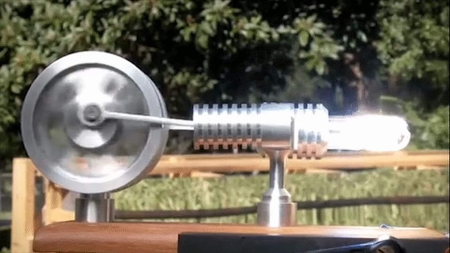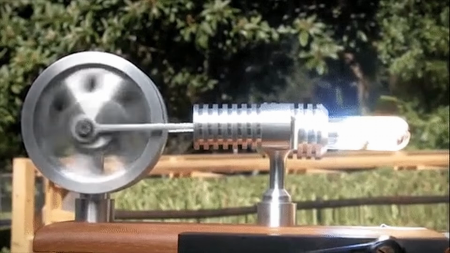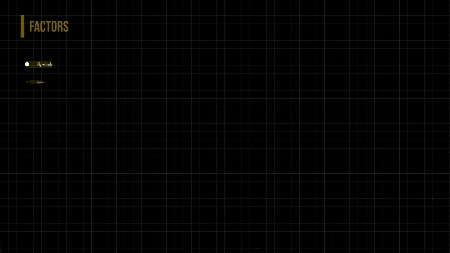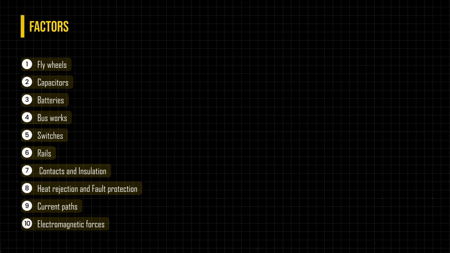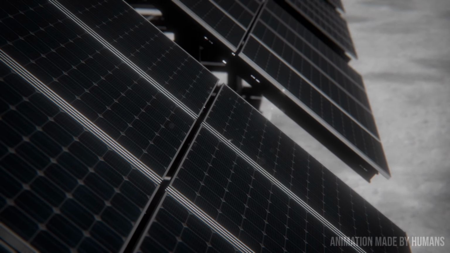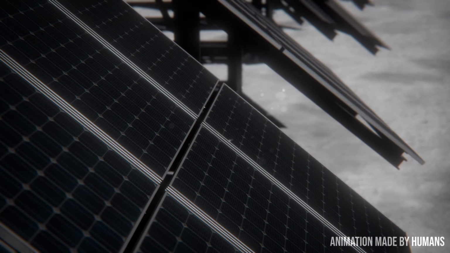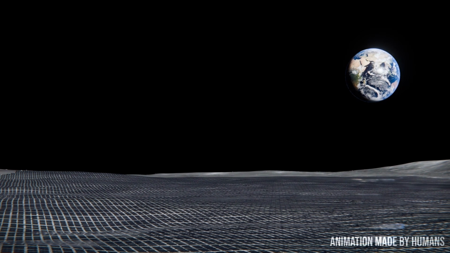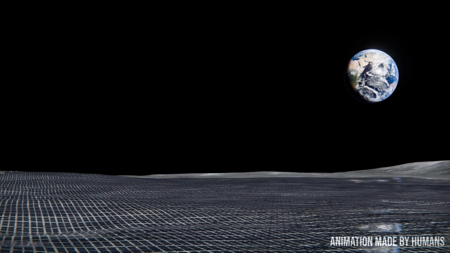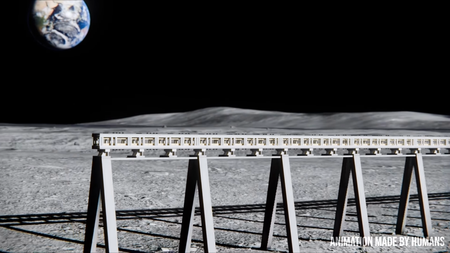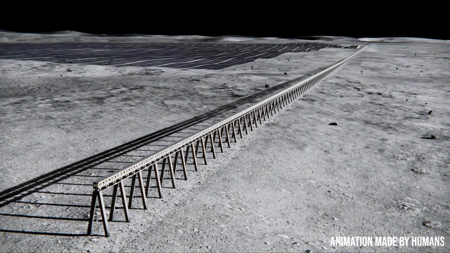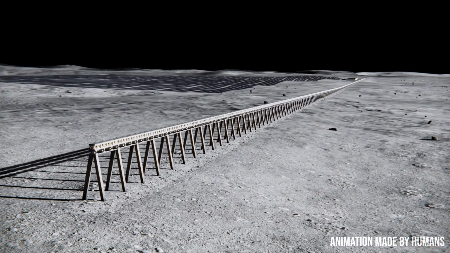Power is a measure of work per second, and power tells you how much your hardware has to actually survive. The flywheels, capacitors, batteries, buswork, switches, rails, contacts, insulation, heat rejection, fault protection, current paths, and the electromagnetic forces trying to tear the system apart are all determined by power, not total energy. A gigawatt does not mean we need a gigawatt-sized solar farm. The energy can be accumulated slowly and discharged quickly, but the discharge path, that hardware that turns energy into work on the payload itself, the mass driver itself, has to survive whatever peak power is.